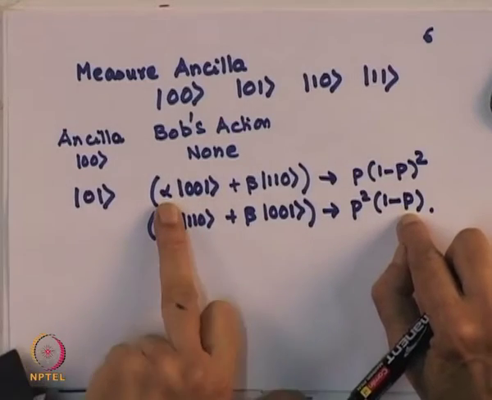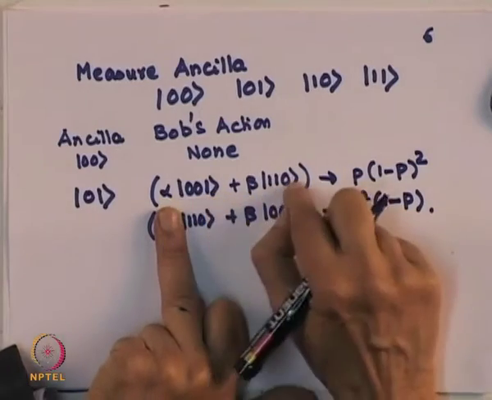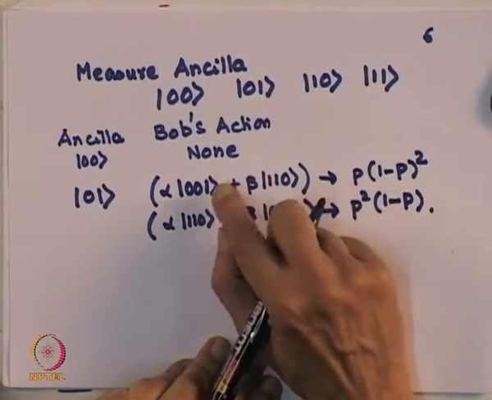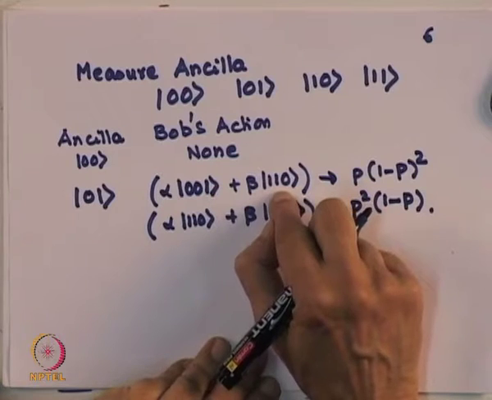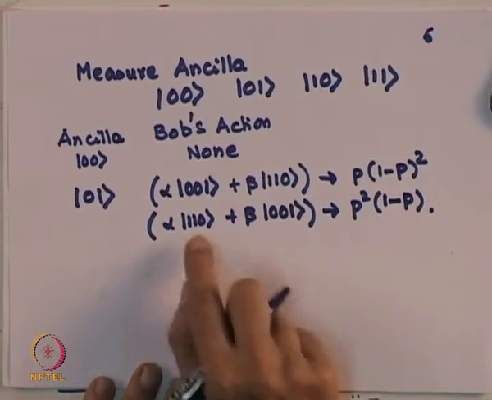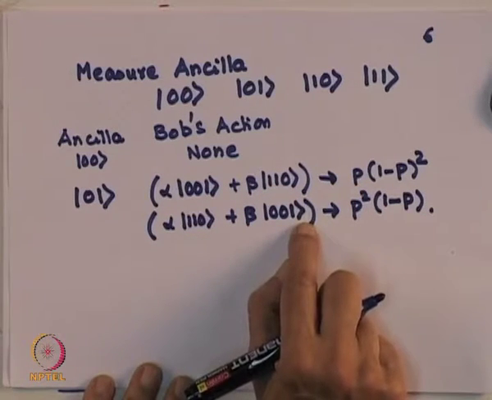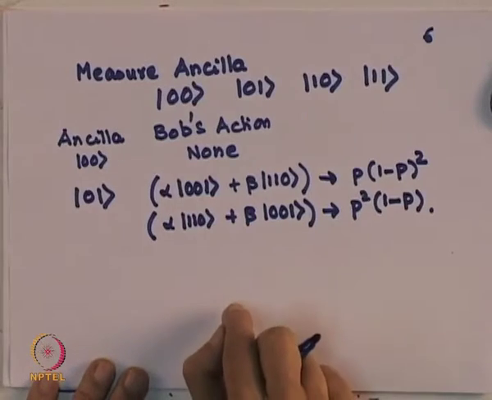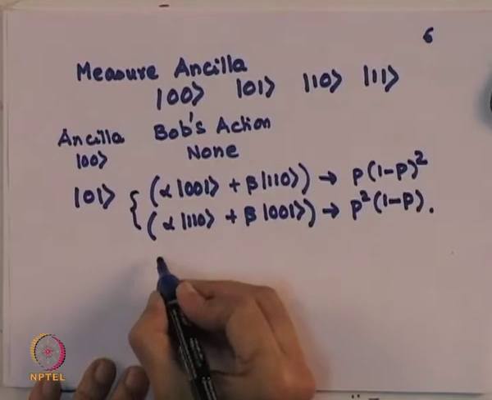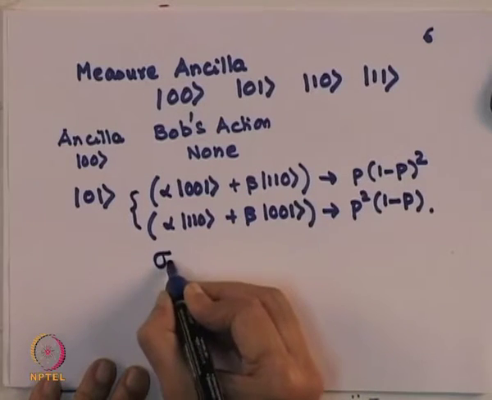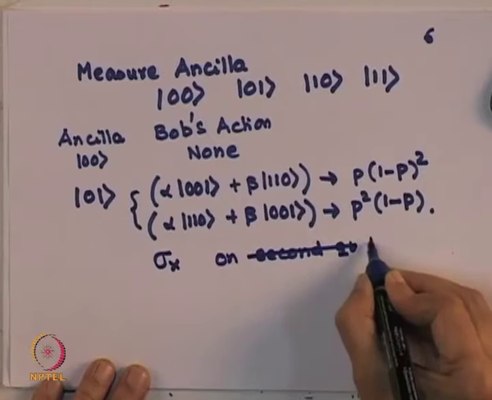Now this means that Bob received this situation with one error and this situation with two errors. So what Bob does, if he receives either of them, is to apply an X gate, that is a sigma X operator, on the third qubit.